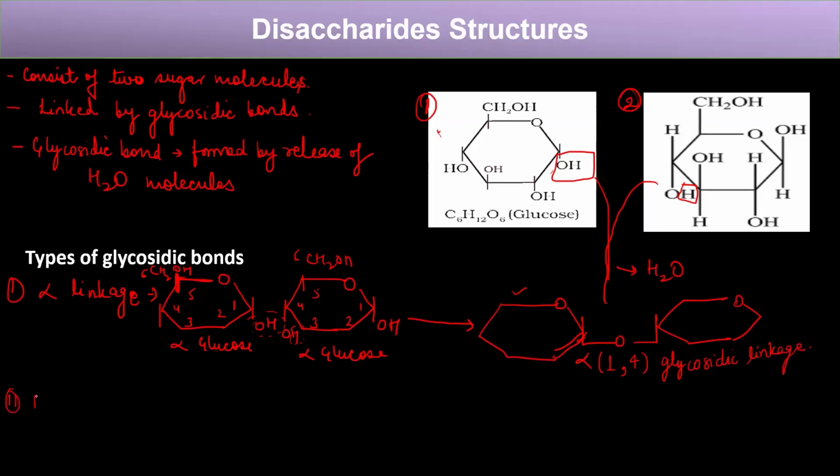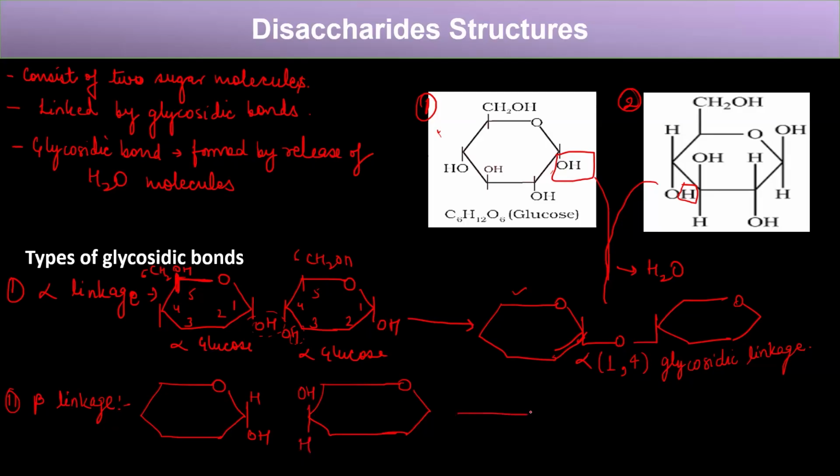The second, what do we have? We have the beta linkage. Now, what do we have in the beta linkage? Suppose this is any sugar molecule and it is looking something like this. It has OH, this is H. You have another sugar molecule and it looks something like this. It has an OH at the top, and this is H. In this case, this hydroxyl group and this H won't participate in bond formation, but this OH and this H will participate in bond formation, and it will cause release of water. And the bond that will be formed will look something like this.